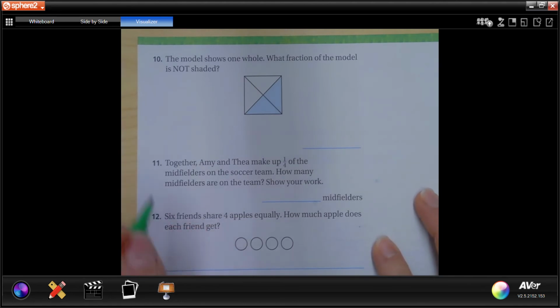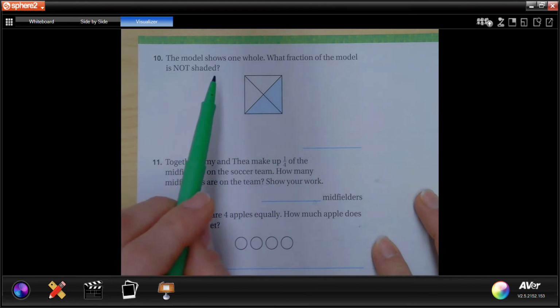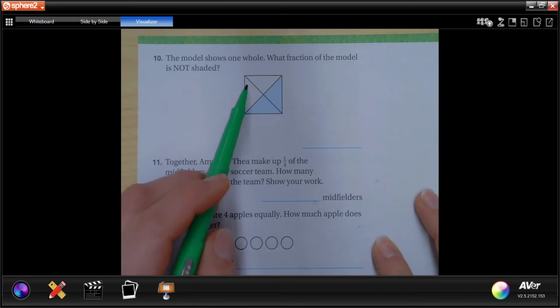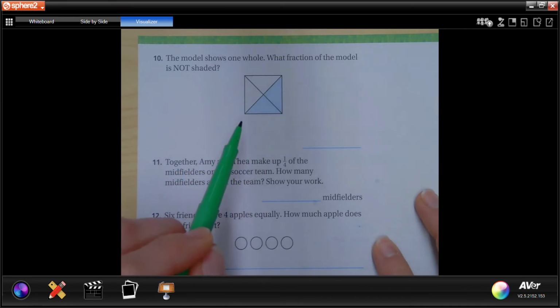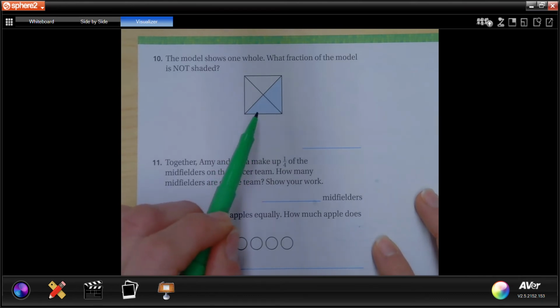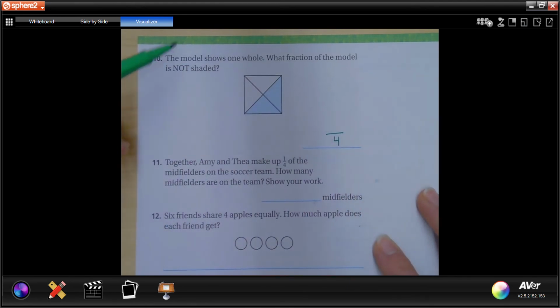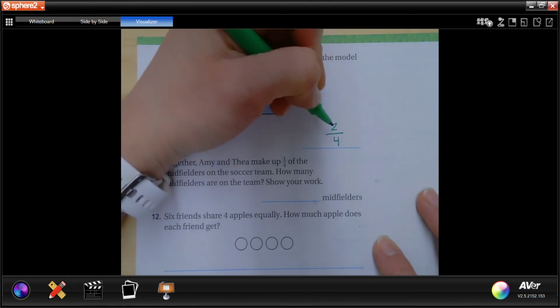Number 10. The model shows one whole. What fraction of the model is not shaded? Well, how many pieces are in the whole? So this is one whole piece, and there are 1, 2, 3, 4 equal pieces in the whole. So 4 pieces total, so that's our denominator. How many pieces are not shaded? 1, 2. 2 is our numerator.